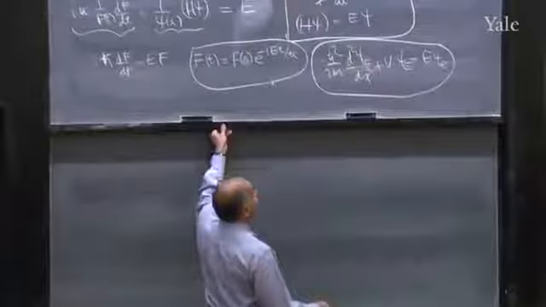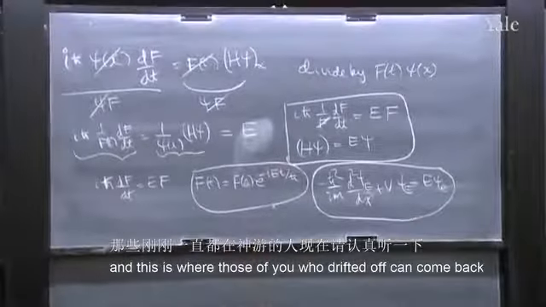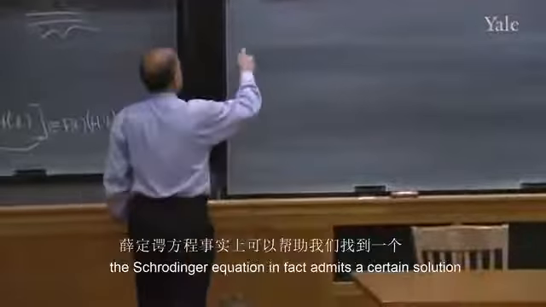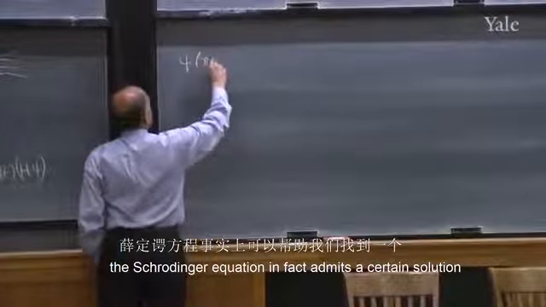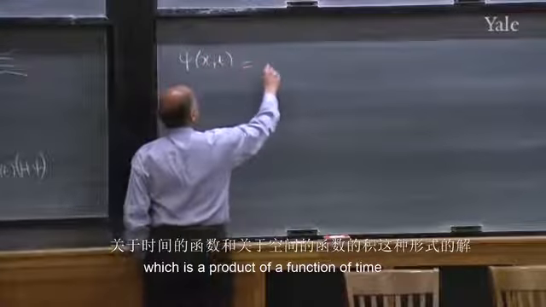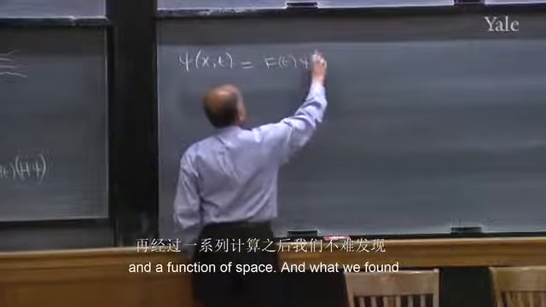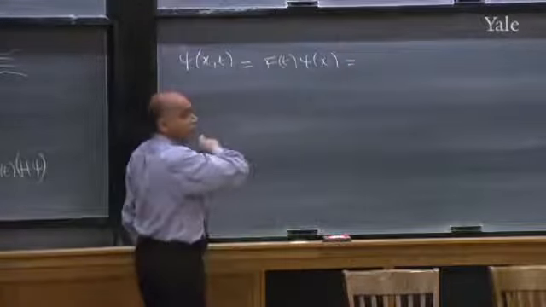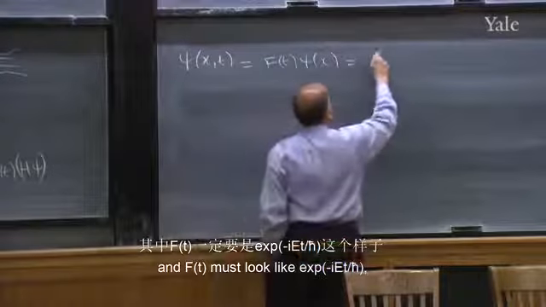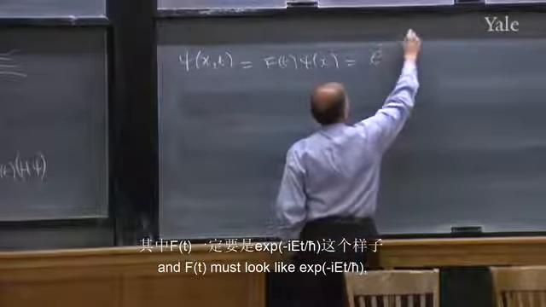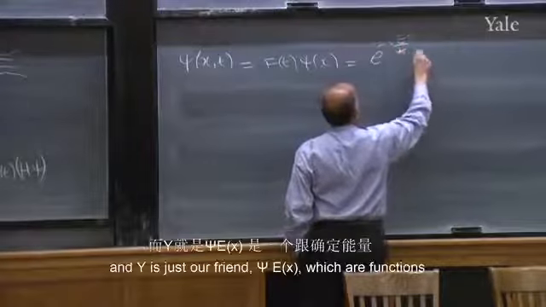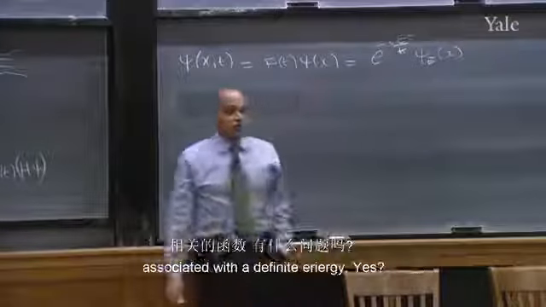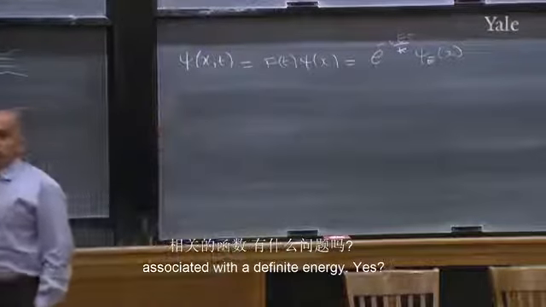So now I'll put these two pieces together, and here is where those of you who drifted off can come back. Because what I'm telling you is that the Schrodinger equation, in fact, admits a certain solution, which is a product of a function of time and a function of space. And what we found by fiddling around with it is that F of t and ψ are very special. And F of t must look like e to the minus iEt over ħ. And ψ is just our friend, ψ sub E of x, which are functions associated with a definite energy.